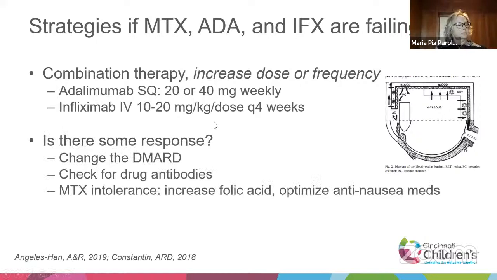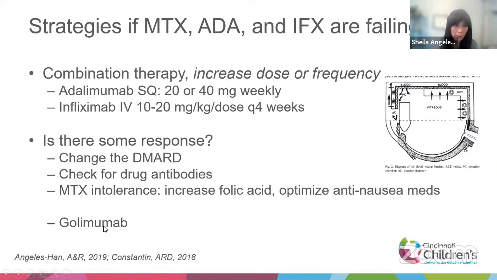If there is some response and you still think that it's not as effective as you would need it to be, you can change the DMARD. So try CellCept or leflunomide, depending on what's available. I always recommend checking for drug antibodies. If you have HACAs, that could be an indication of why your treatment is failing, and you move on to other treatment. If you're failing because of methotrexate intolerance, I try to optimize use of folic acid by increasing the dose and the anti-nausea medications.